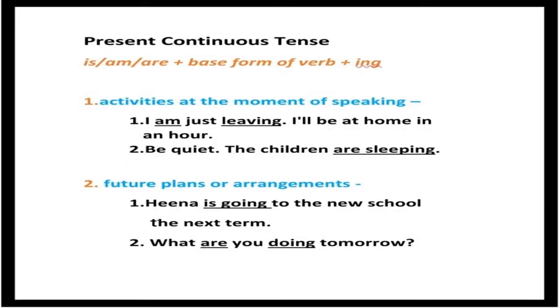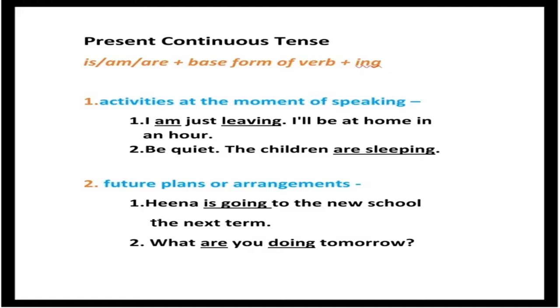The first one is activities at the moment of speaking. Like, I am just leaving. I'll be at home in an hour. Here am leaving is your present continuous tense. Am plus leave plus ing. That means at the moment somebody had called him and he answered back, I am just leaving. That means at that particular moment of time he was going to leave.